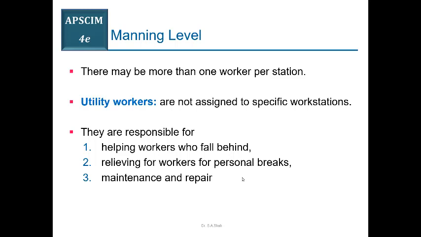अगर इसको आप रेशो देखें तो normally the Manning level is calculated as the total number of workers divided by the workstations. So total number of workers आपके पास 15 है और workstation आपके पास 10 है, तो 15 divided by 10 gives you 1.5. So that is why sometimes you will see a ratio of the utility workers in the Manning level calculation.